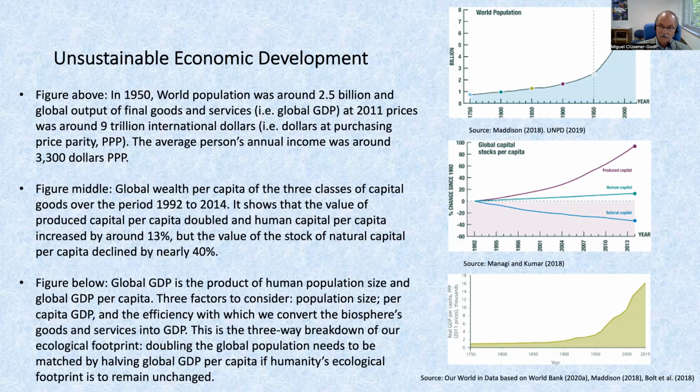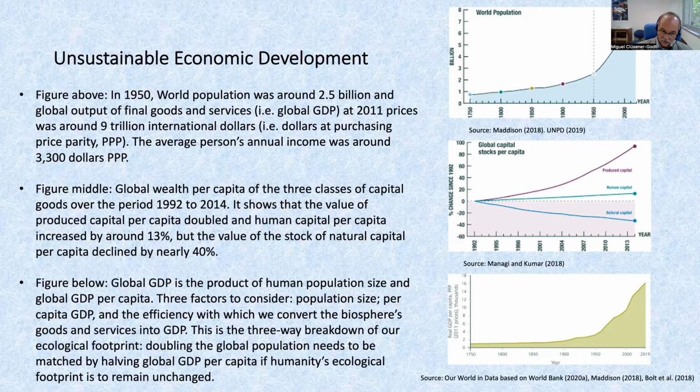You see in the middle figure, global stocks per capita, human capital, produced capital. So the human capital, I mean, all the values that we have in our mind in development of society, increased. The produced capital increased enormously, but the natural capital decreased substantially. As stated here, the value of the produced capital doubled. The human capital increased by 13%, but the natural capital declined by nearly 40%.